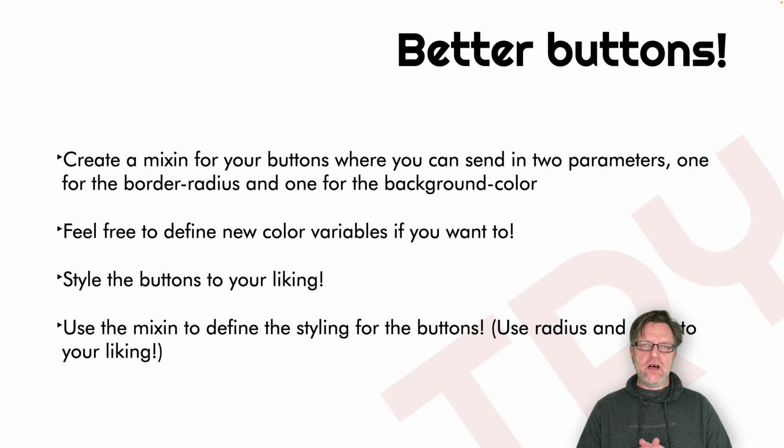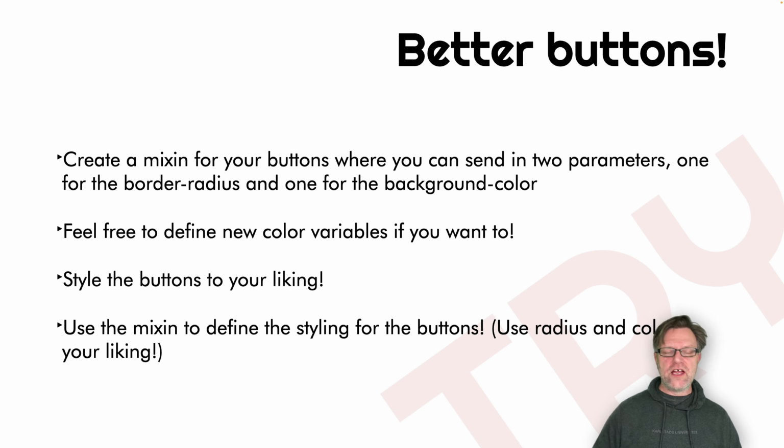Okay, now we are supposed to style our buttons, and we are going to do that by creating a mixin first that we can maybe reuse later on. And we are supposed to have two parameters in, one for the border radius and one for the background color. On top of that, you can feel free to define any new color variables if you want to, and you can style the buttons to your liking. So we should then use that mixin to define the styling for the buttons.